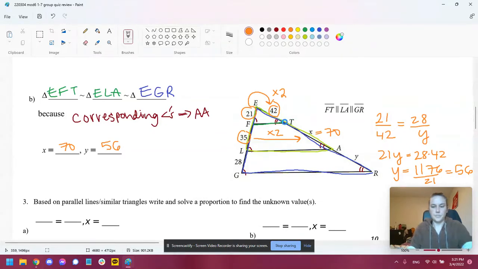Pretty good. So again, we can do these with proportions. We can do these with scale factors. It's all the same stuff, right? It's just different ways to visualize it.